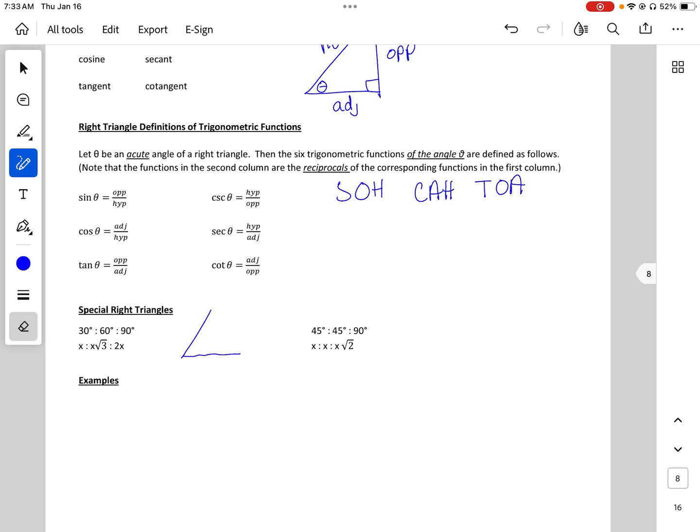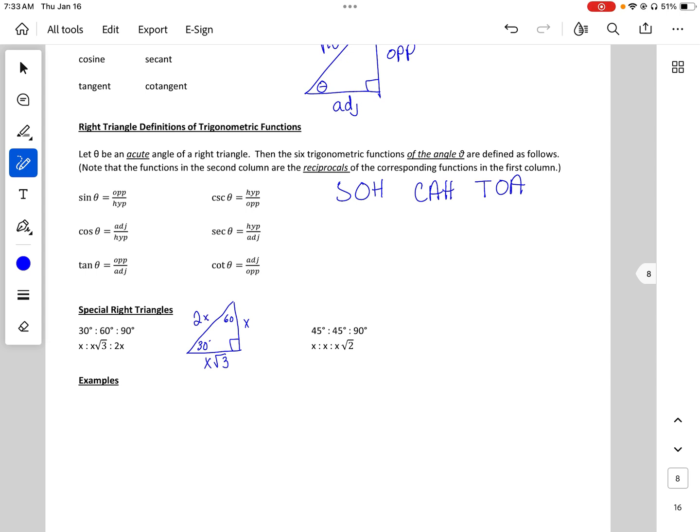I don't like that one. Let me try this again. There we go. So there's our right angle. We're going to say this is 30, this is 60. So for our special right triangle 30, 60, 90, across from 30 is x, across from 60 is x square root of 3, and across from the 90 is 2x.